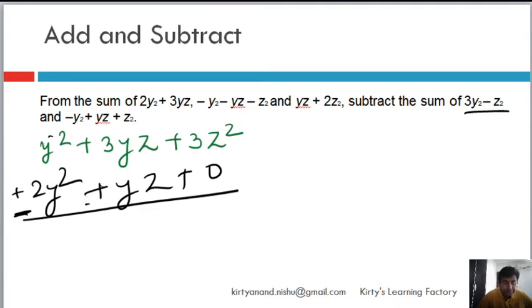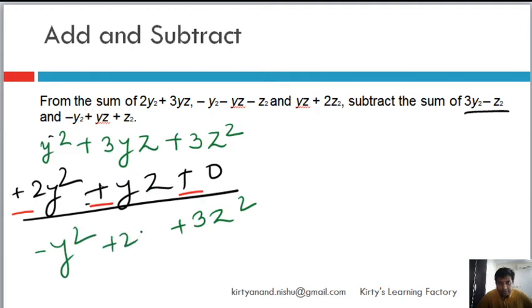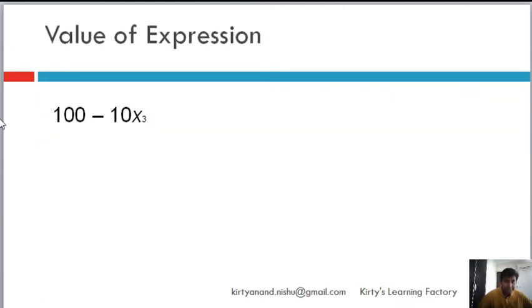Let me use a different color. This will become a minus, minus, minus. So 3z square minus 0 is how much? It is 3z square. Y square minus 2y square is minus y square. 3yz minus yz is plus 2yz. So that's my answer. Okay.